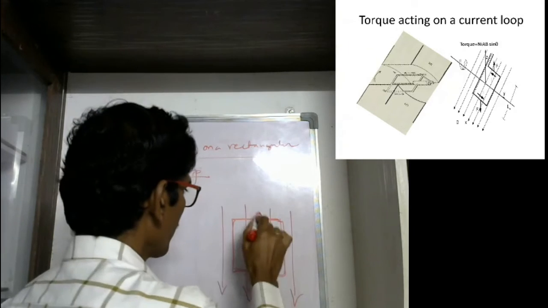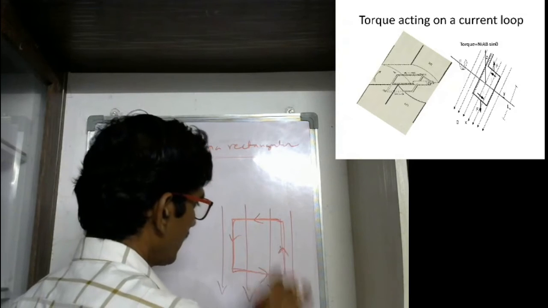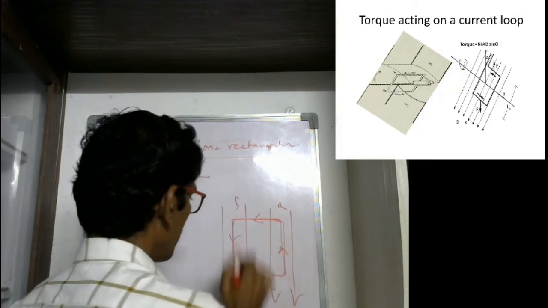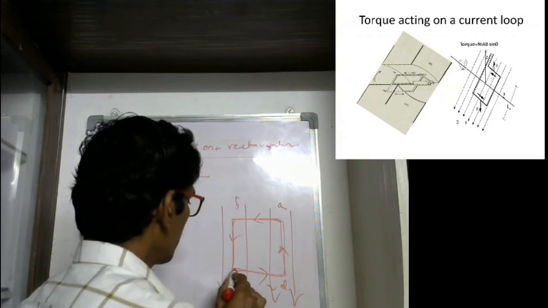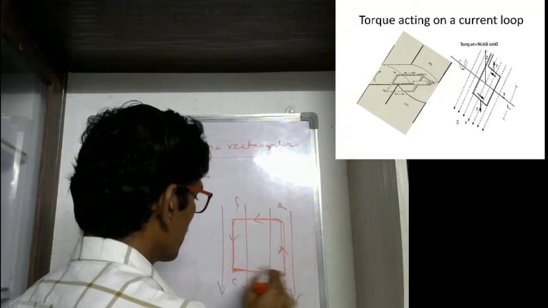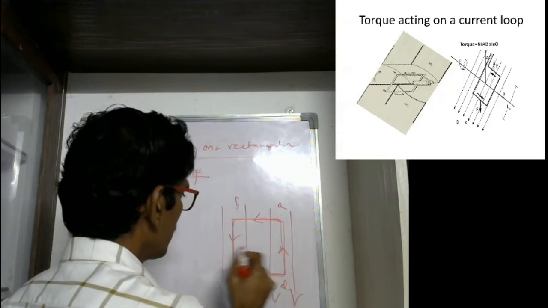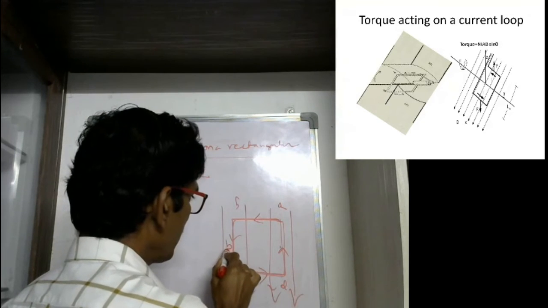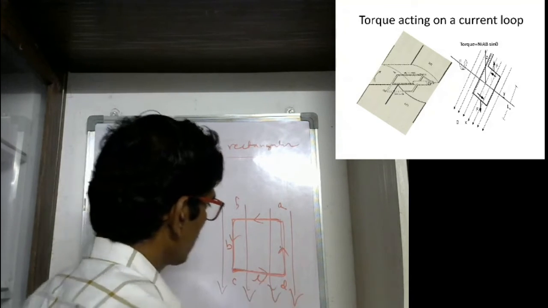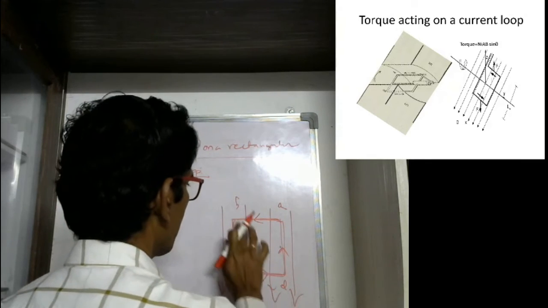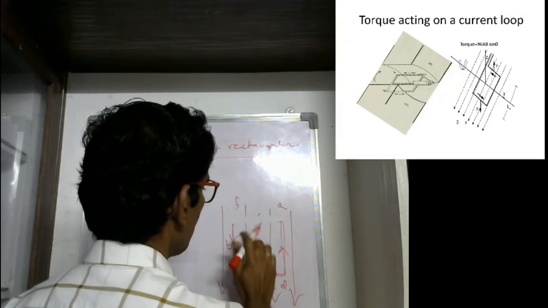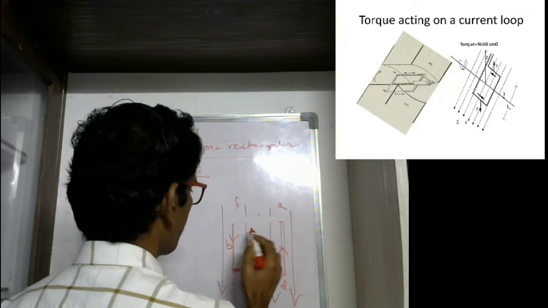A B C D, A B C D. Suppose that this is the length and this is the breadth. This is the length of your coil. This is the breadth of your coil.